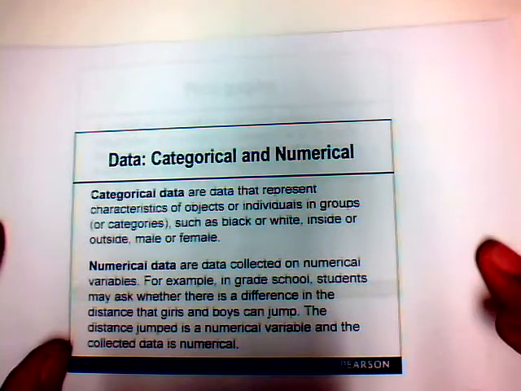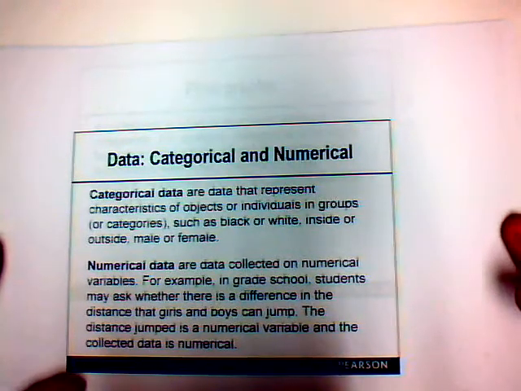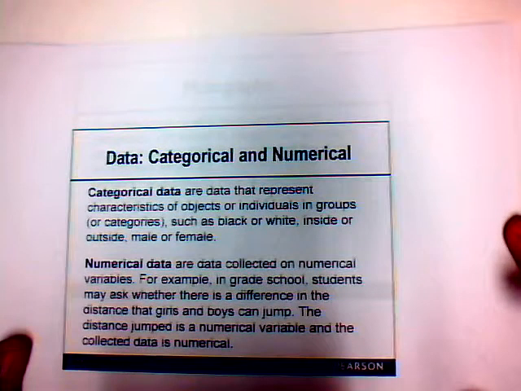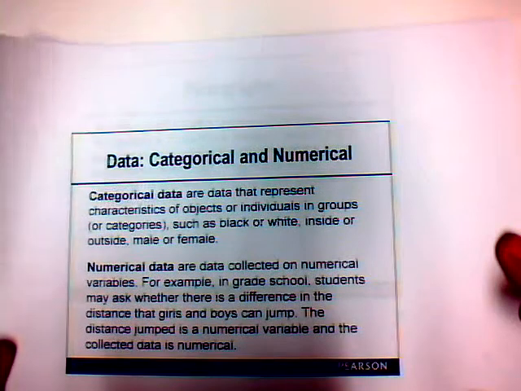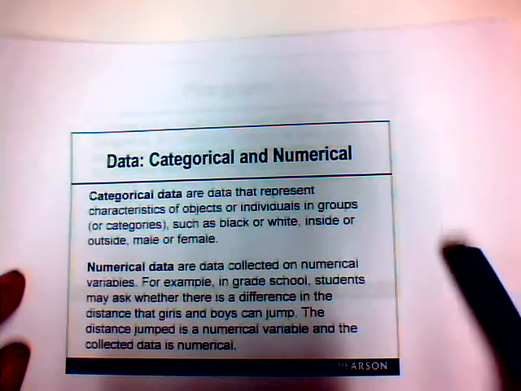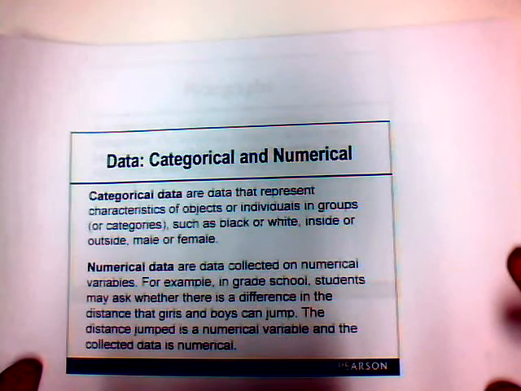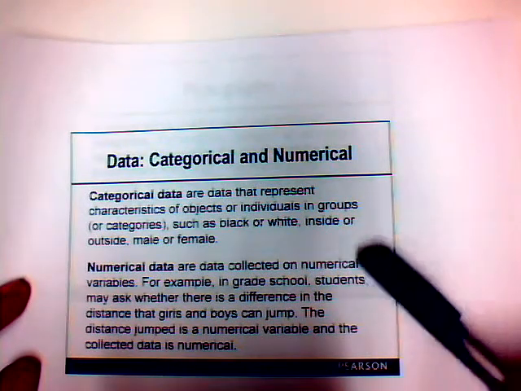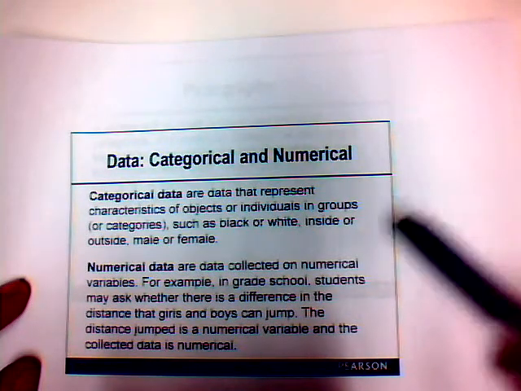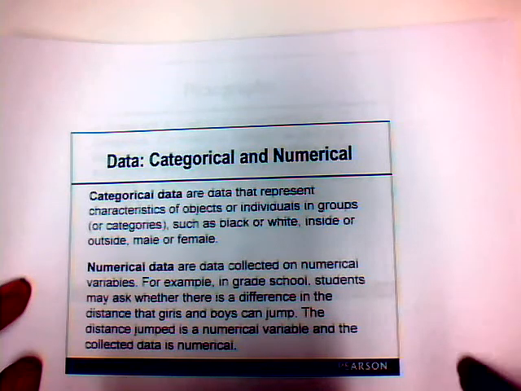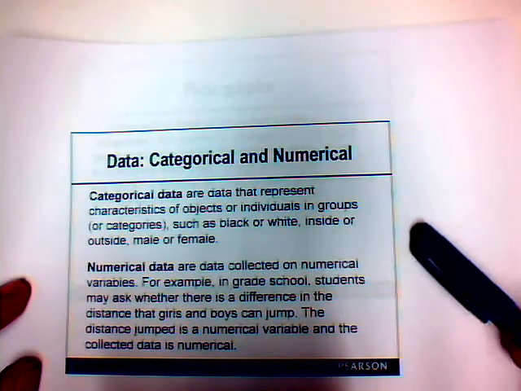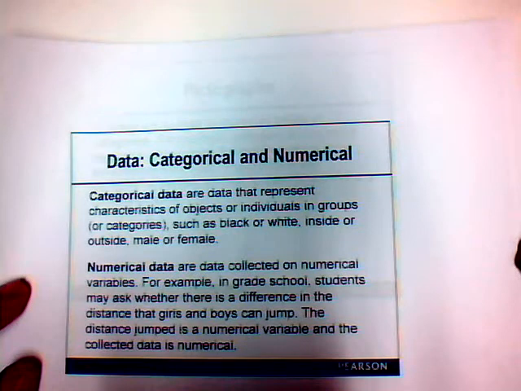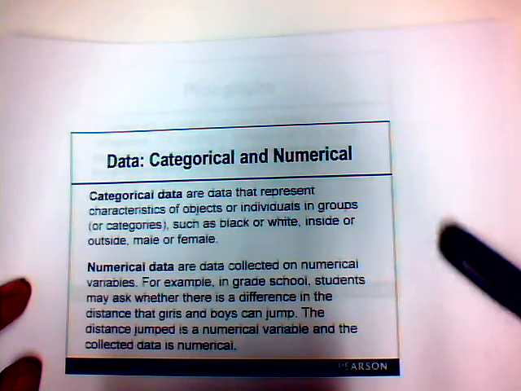Now, there are two types of data. One of them is categorical and the other one is numerical. Categorical data are data that represent characteristics of objects or individuals in groups, which, of course, can be thought of as categories such as black or white, inside or outside, male or female. Those are instances of categorical data because you're placing things in categories. Like a person's hair color would be categorical data.